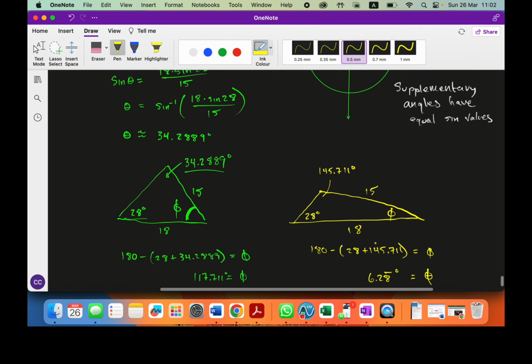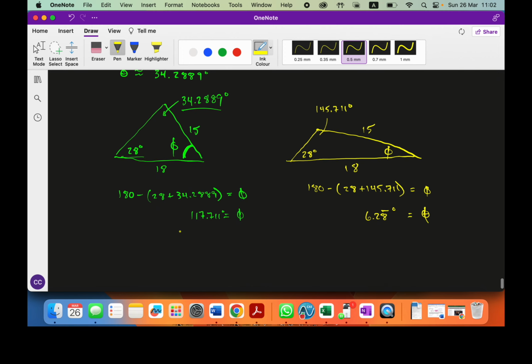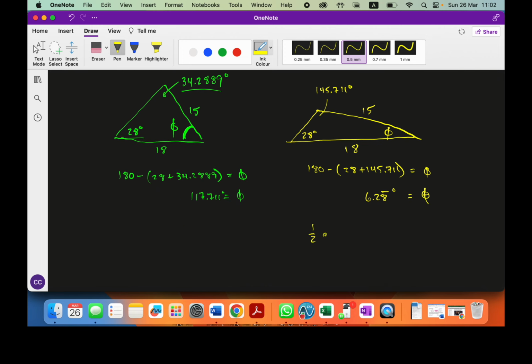So now from there, because we've got these two different values of phi, now we can insert them into our area of a triangle formula: 1/2 a times b times the sine of the angle in between a and b. So 1/2 times 15 times 18 times the sine of 6.28 repeated, or 1/2 times 15 times 18 times the sine of 117.711. If we evaluate those two, we'll figure out which one's the smallest.